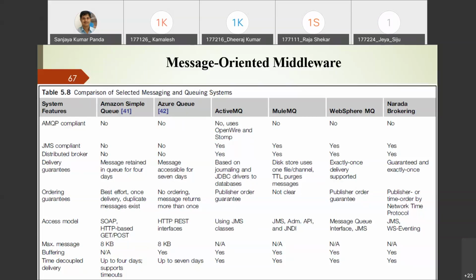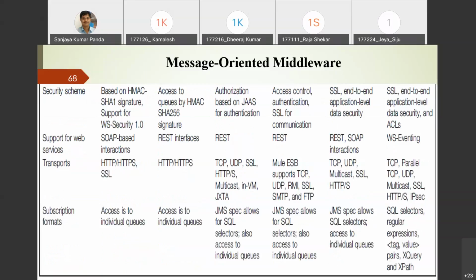Similarly, other system features you can see with respect to security also. You can see who is using SSL, who is using SHA-256, the Secure Hash Algorithm. Hashing mechanisms you can see, and some other things also you can get. You can compare one message queue with another message queue.